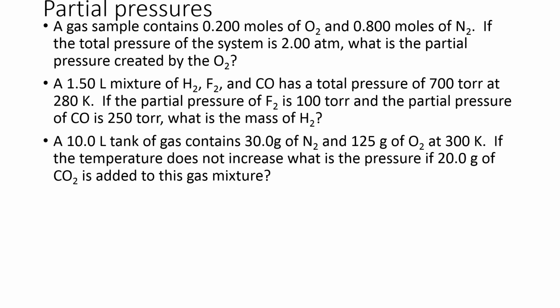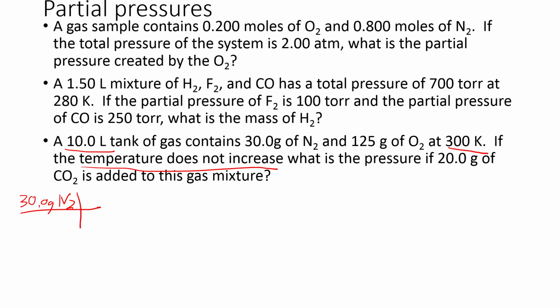So we know V and T, and we can find n. Then we can find P. So we already know our volume is 10 liters, and our temperature is 300 Kelvin, and the problem tells us the temperature does not increase. So what I need to find is how many moles of gas I have. In this case, we tell you add 20 grams of CO2. It's just saying it's part of the mixture. So we have to take each of these 3, find out how many moles there are of each. So we're going to start with our 30.0 grams of nitrogen.